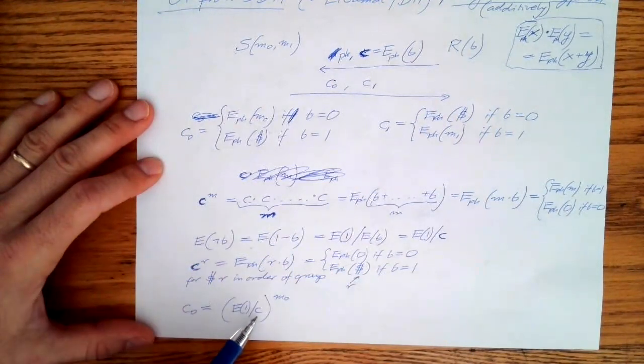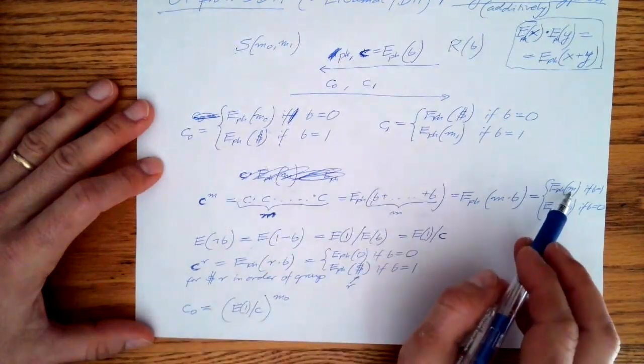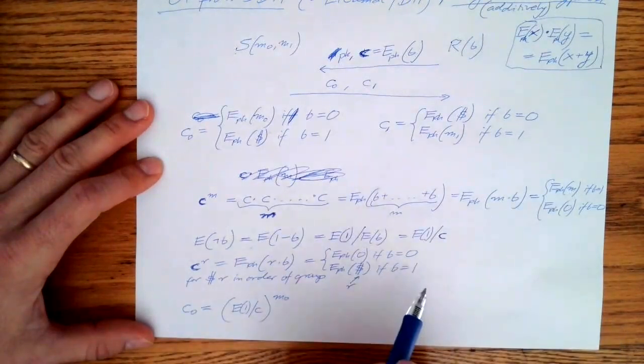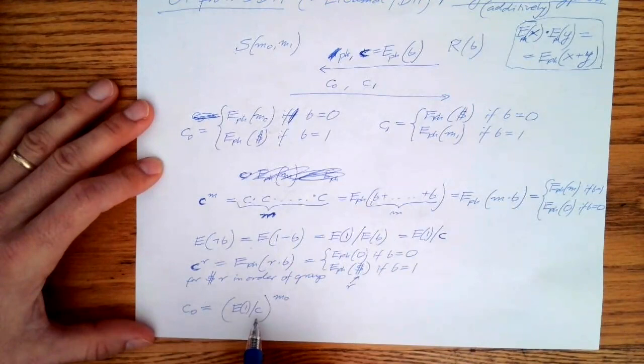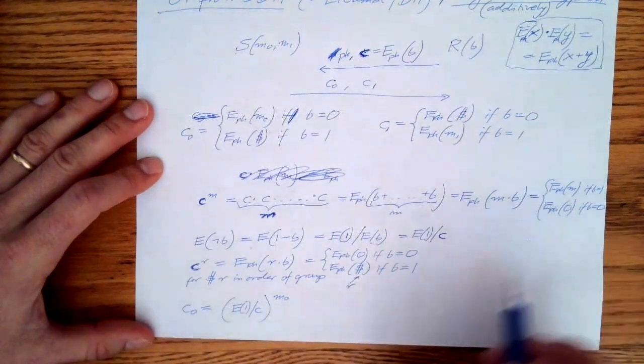So if the bit is 0 here, then this bit is 1, and by exponentiating, I'm going to encrypt M0. And if this bit is 1, then this bit is 0, and by exponentiating, I encrypt 0.